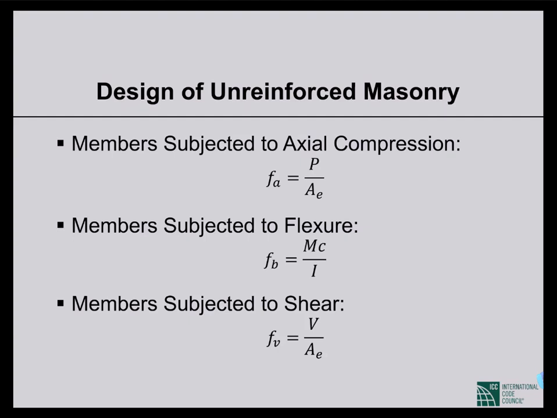For unreinforced masonry, we will consider it as a homogeneous material, and based on that assumption, we just calculate the basic stresses. For axial stresses, it's just force divided by area. For flexure, MC over I, and for shear, force divided by effective area. You have to remember the areas are effective areas, where we use effective length and effective thickness to calculate effective area. That's the only difference. So this is very easy.